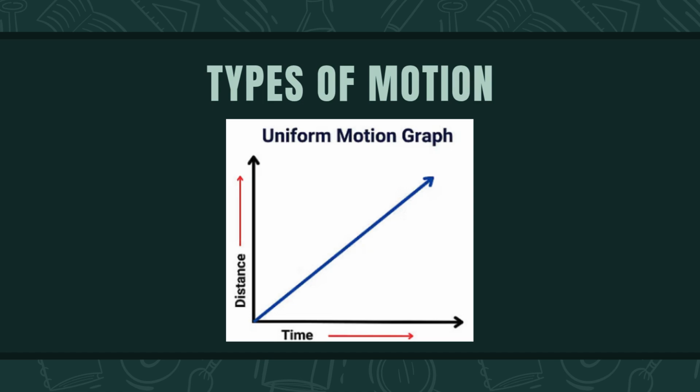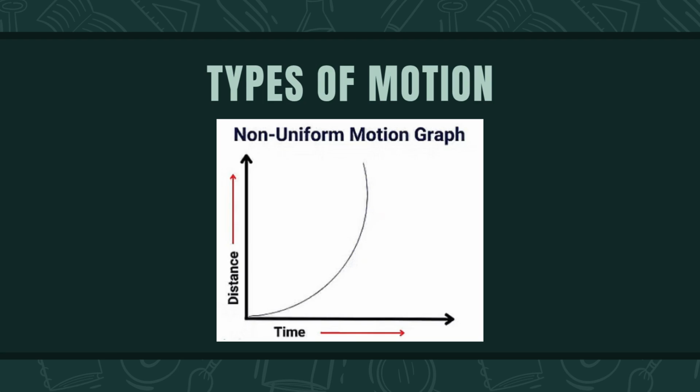Let's visualize this. If we drew a line showing how something moved over time, for uniform motion, the line would be straight, showing steady speed. But for non-uniform motion, the line would have ups and downs, showing the speed changes. It's like drawing your path in a game, showing where you sped up or slowed down.